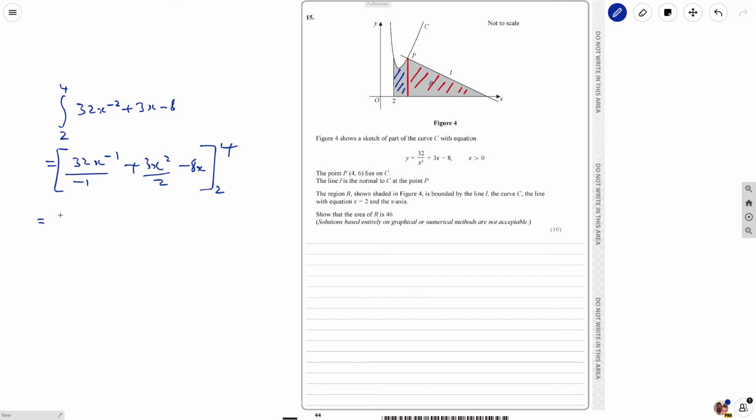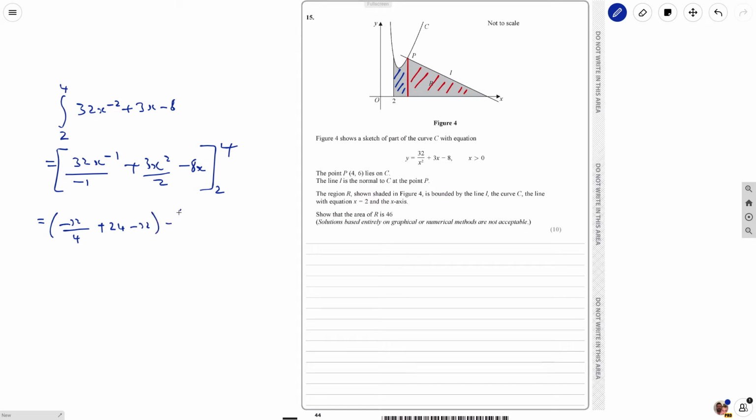We just need to enter x equals 4 first. So this first one, it's going to be negative 32. I'm going to do it without a calculator. Negative 32, well, 4 to the power of minus 1 is the same as a quarter. So it's going to be this. And then the next one, 4 squared is 16, times 3 is 48, divided by 2 is 24. And then minus 8 times 4 is minus 32.